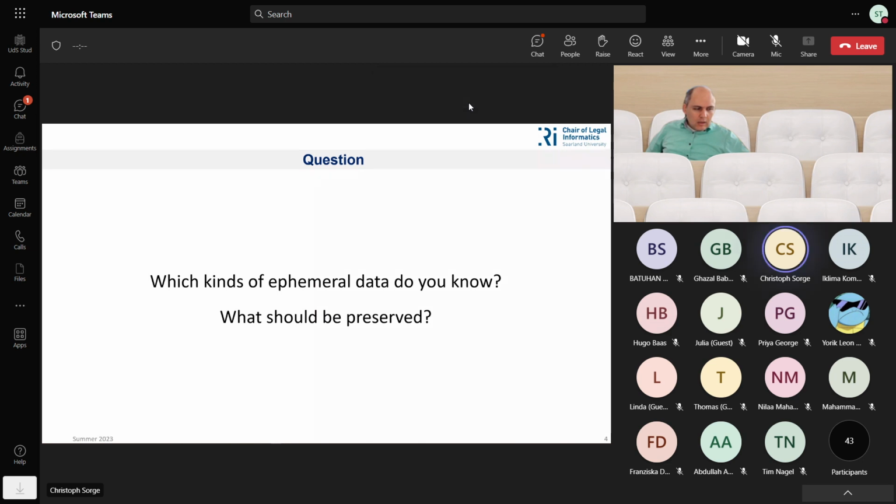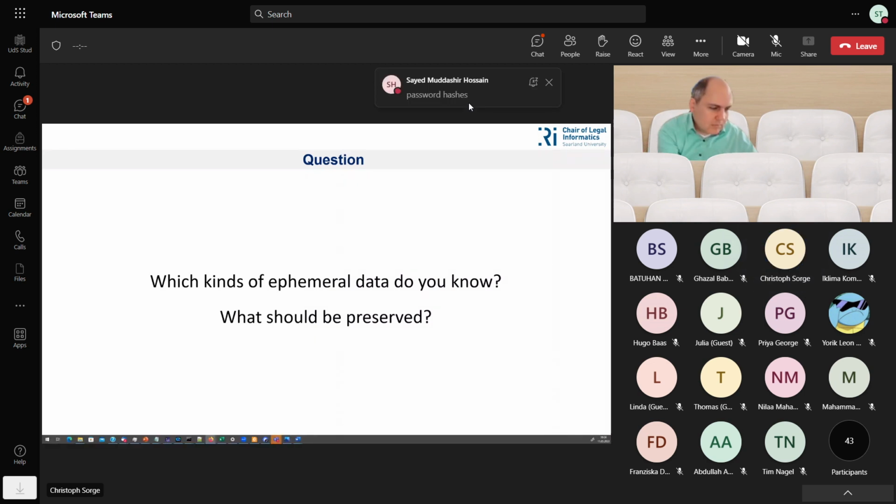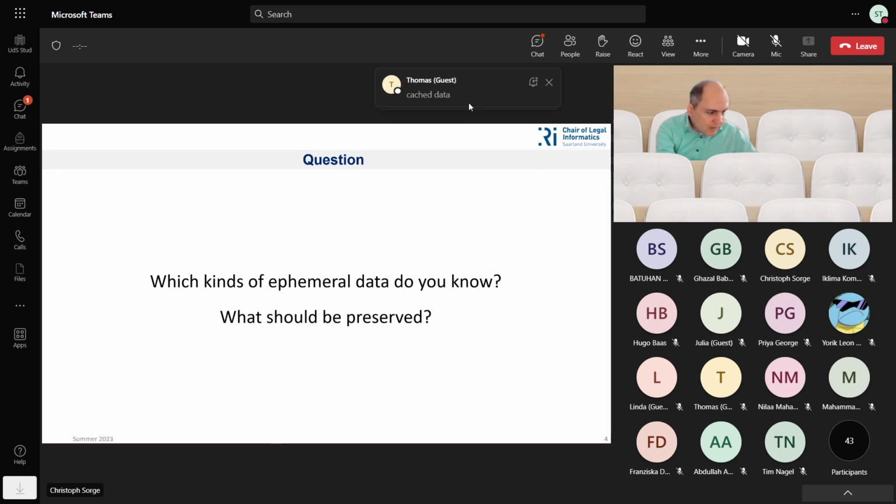RAM contents, yep. And what kind of contents would you expect in the RAM that might be interesting for an analysis? Password hashes? Yep, true. Cache data? Yeah. Are you thinking of any type of specific caches? Process tree, correct, sure. Call stack. So a lot of information about running programs.